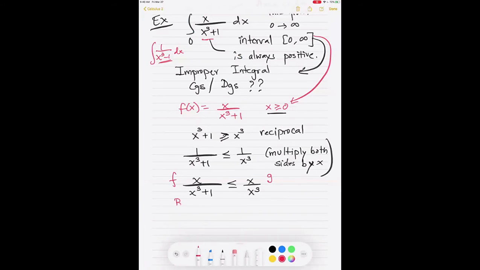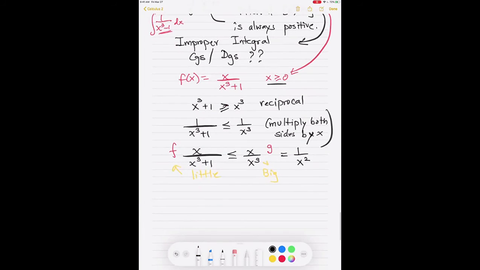So this is the big guy. Sorry, this is the little guy. So I make a note, this is the little guy, and this is the big guy, which is 1 over x squared.